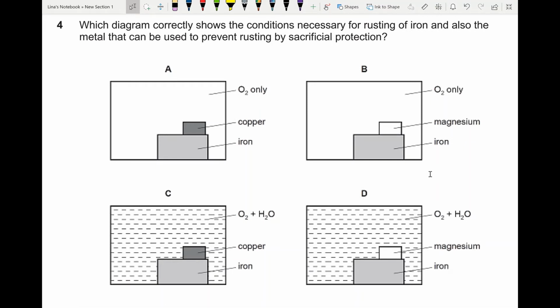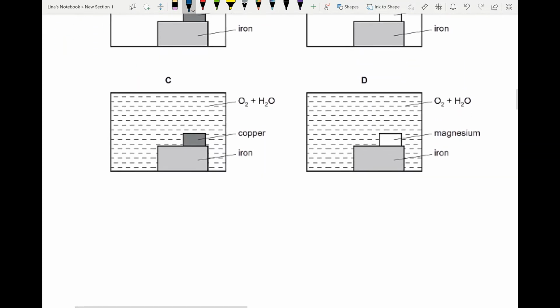Question 4. Rusting of iron requires the right conditions, and the right conditions are the presence of oxygen and water. So A and B, these conditions are without water. So A and B cannot, rusting will not happen. Okay, and C and D, you have oxygen, you have water, and you have iron. So let's take a look down here.